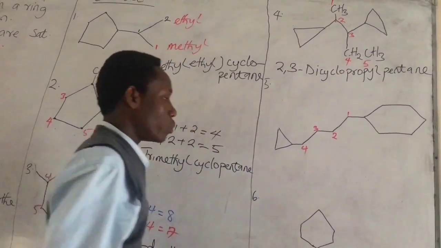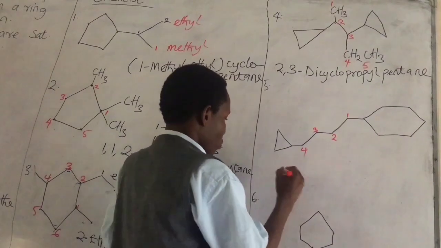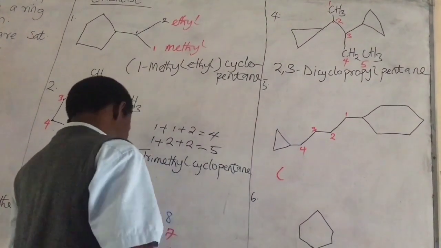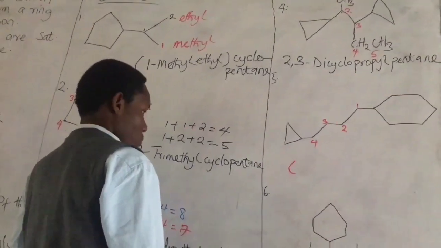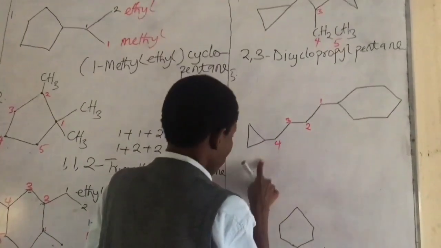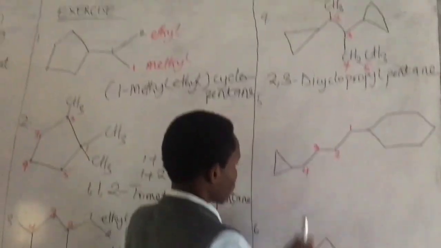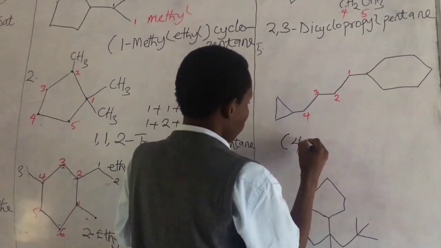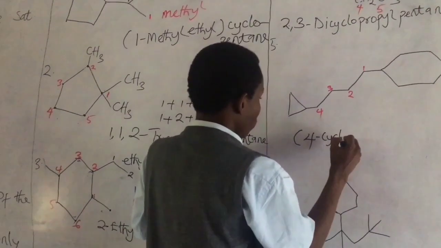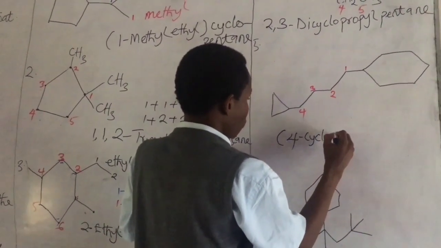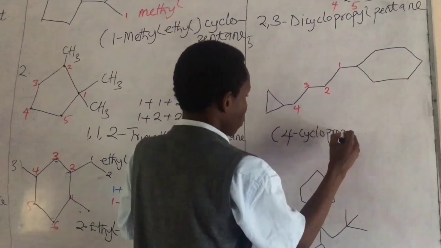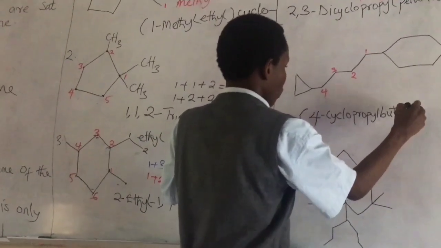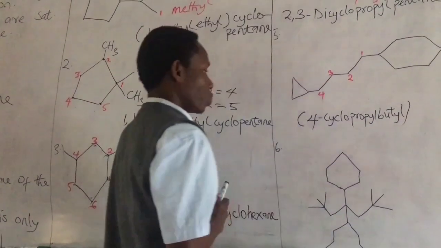So, how do we name this compound? We name it this way. Open your brackets. Sorry, I will always use a black marker too. Always a black marker. We have 4 cyclopropyl butyl. Then we'll close our brackets.